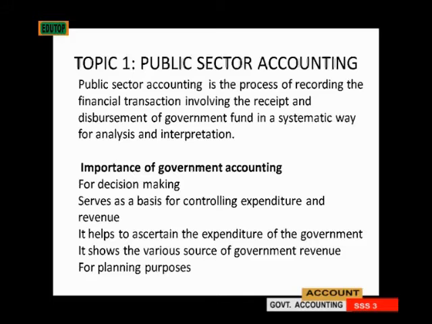So under the things, we have only one topic, which is public sector accounting. Now, what is public sector accounting? Public sector accounting is a process. As we all know, accounting is a process. But on the side of the public sector, it is the process of recording the financial transactions involving the receipt and disbursement of government funds in a systematic way for analysis and interpretation.